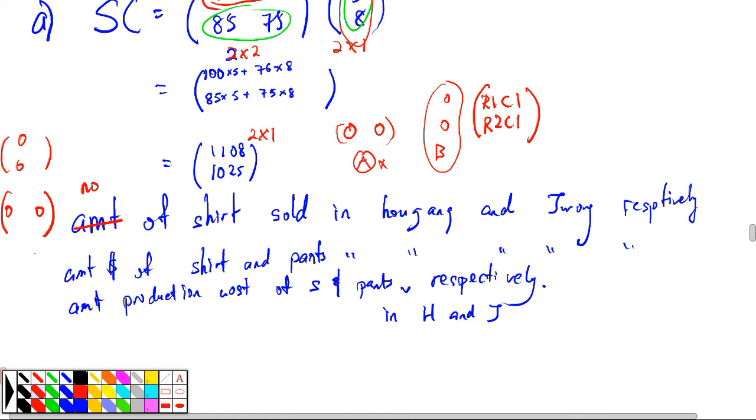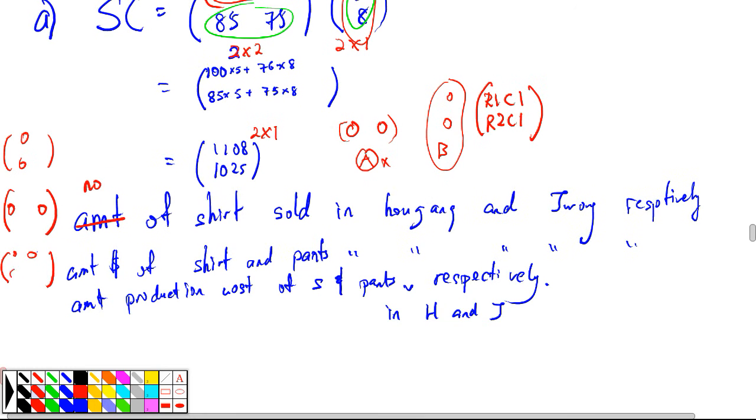Now the second one, amount of shirt and pants sold in Hougang and Jurong respectively. How many numbers do you expect to see? Four. Can you imagine it as four? So I should have something like 1, 2, 3, 4, where one is shirt pants in Hougang, shirt pants in Jurong. So if you write this kind of statement, you are telling me you are expecting to see four different numbers. Do you understand?